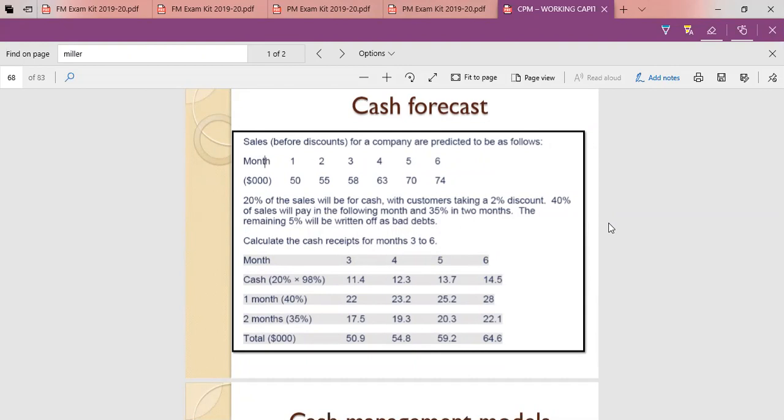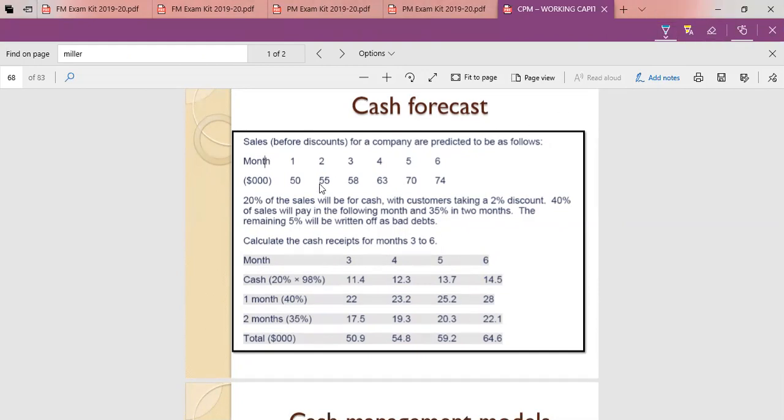There is one question given here. Sales before discounts for a company are predicted to be as follows. So there are sales forecast predictions for the first month until the sixth month: 1, 2, 3, 4, 5, 6. For the 6 months, the sales amounts are given as 50,000, 55, 58, 63, 70, 74. Note down the points here.